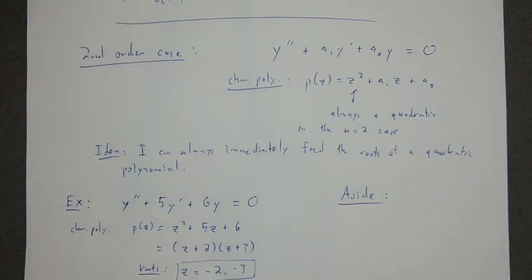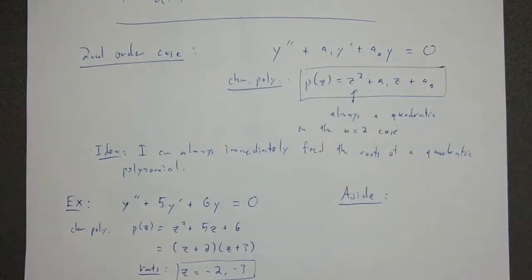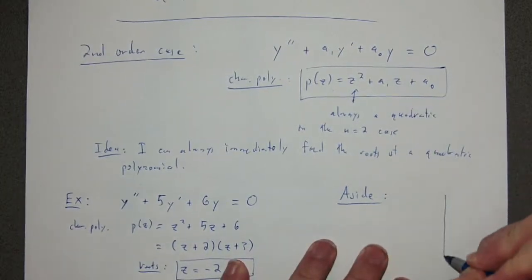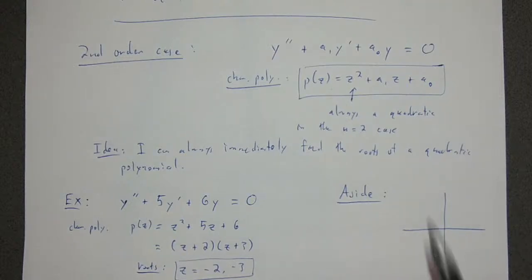Okay, so here's my aside. What are the possible cases for a quadratic polynomial? What are the possible cases for how its roots can be configured? Well, remember, if I have a quadratic, there's 3 possible ways that it can be configured in the plane. We'll assume that it's monic so that it opens up. Of course, the picture opening down is pretty much the same.